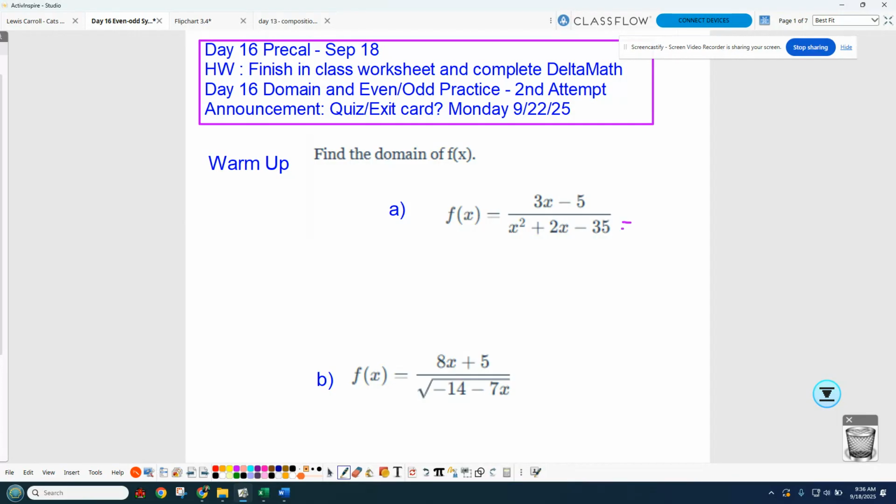So when the bottom of this is 0 is when we have a problem. Because if it does equal 0, it's not allowed. Just straight up, that's a rule. If you want to check the calculators behind you, 5 divided by 0 doesn't work. So they're saying we need to factor this.